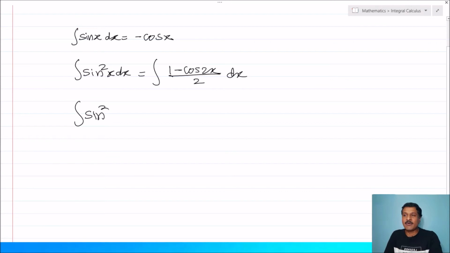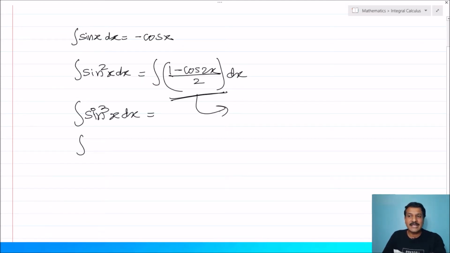Similarly, if I want to find the integral of sin cube x dx, you know the formula sin 3 theta equals 3 sin theta minus 4 sin cube theta, and by using that I can find sin cube theta. You substitute here and we can evaluate. But if I want to find sin x raised to 4, I have to write sin square x into sin square x, so two times I have to use this formula. So it is lengthy for sin x raised to 4 manually.